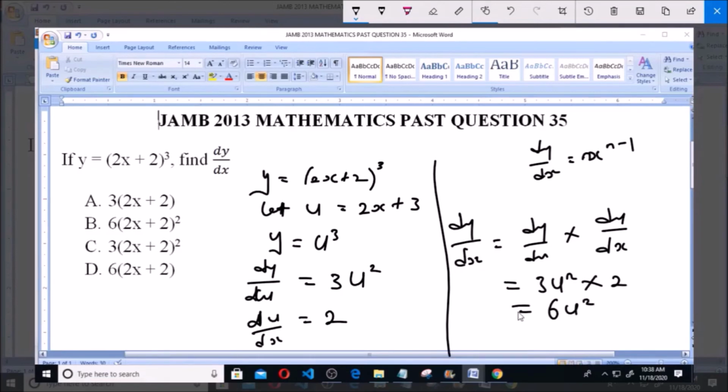Now since u is equal to 2x plus 3, that means dy/dx is equal to 6 into (2x plus 3) raised to the power of 2, and that is option B. So option B is the right answer to this question.